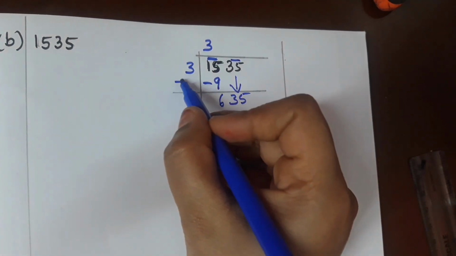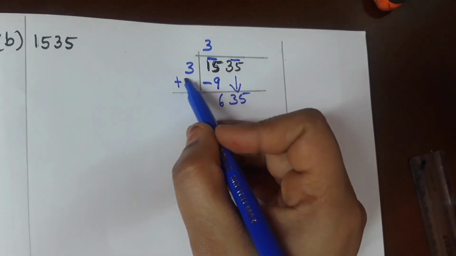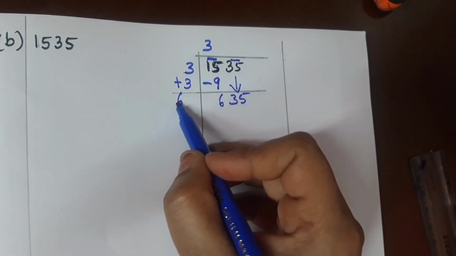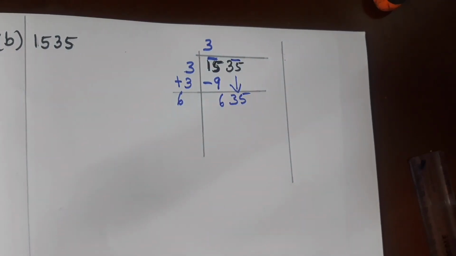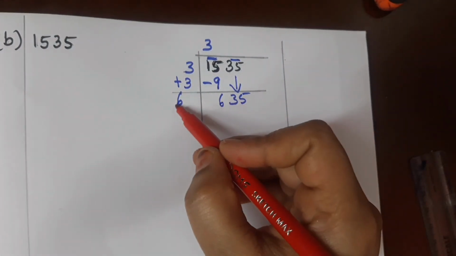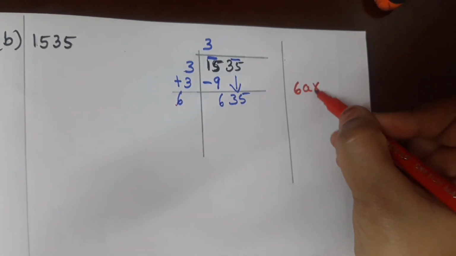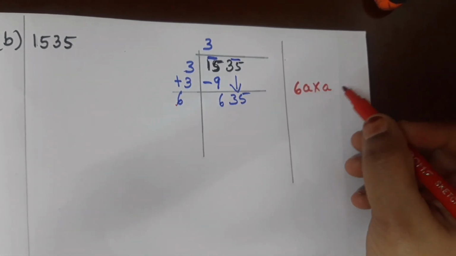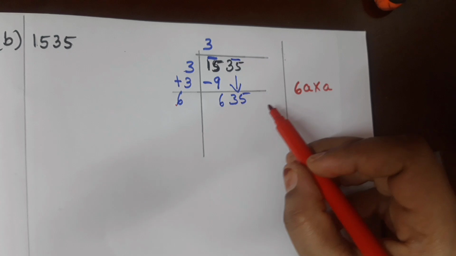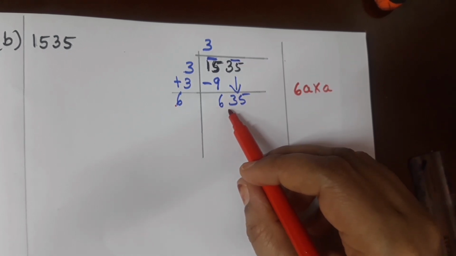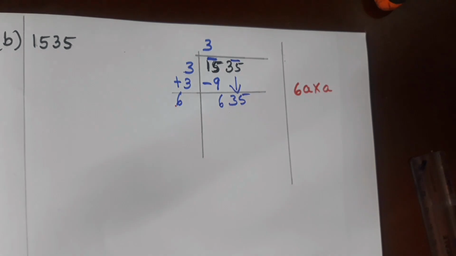Same number that is written here, we have to add: 3 plus 3 is 6. And this is not a perfect square number, so with 6 we take a guessing number and multiply with the same number, which should be nearer to this number. If it were a perfect square, we would get the exact number, so we'll try.